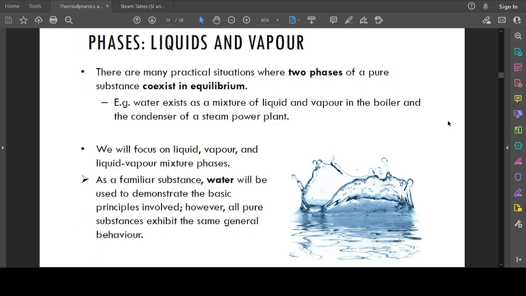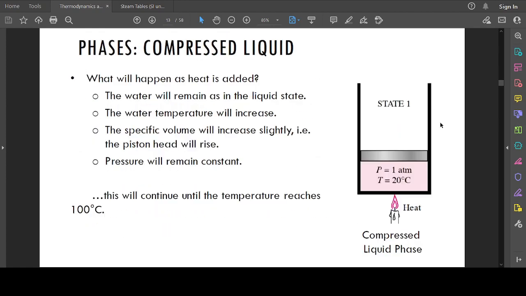So there are many practical situations where two phases of a pure substance coexist in equilibrium. A typical example is water, liquid and vapor existing during a boiling process, or in the condenser of a steam power plant. So we will focus on liquid-vapor and liquid-vapor mixture phases. As a familiar substance, water will be used to demonstrate the basic principles involved. However, all pure substances exhibit the same general behavior.